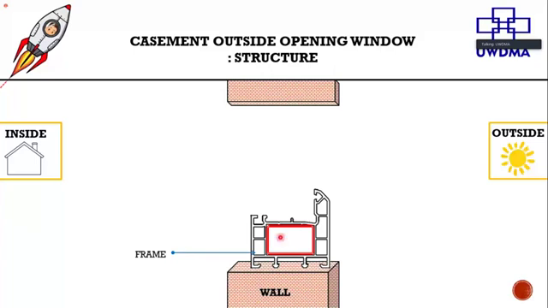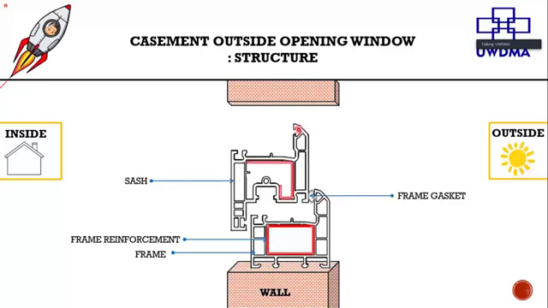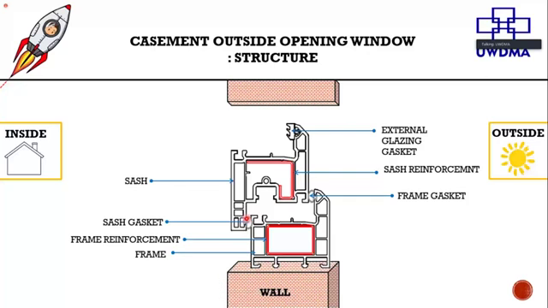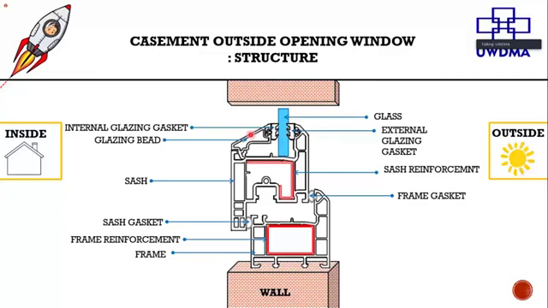So we are using the same frame that we have used in our fixed window and in our outside opening casement window. So this is our L frame, our frame reinforcement, the frame gasket, our Z sash, sash reinforcement, we have our sash gasket, we have the external glazing gasket, our glass, our glazing bead, and our internal glazing gasket.